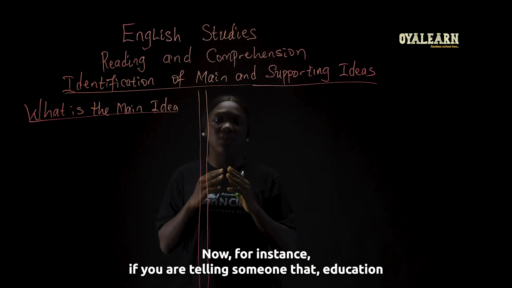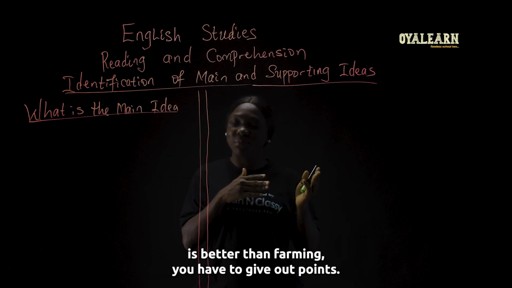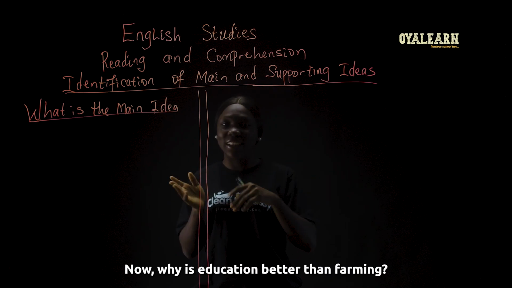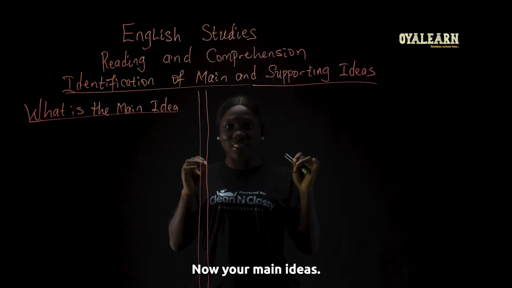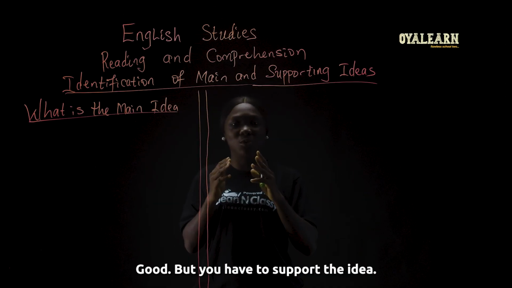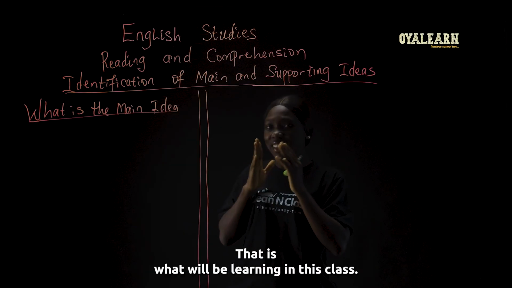Now, for instance, if you are telling someone that education is better than farming, you have to give out points so that they know why education is better than farming. Now, your main idea is education is better than farming, right? Good. But you have to support the idea. That is what we'll be learning in this class.